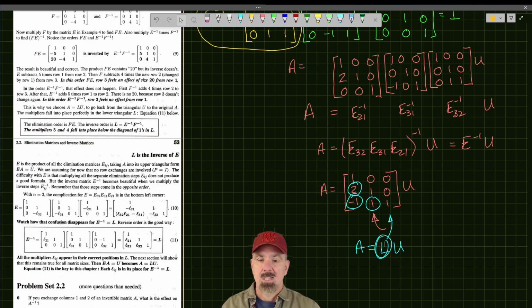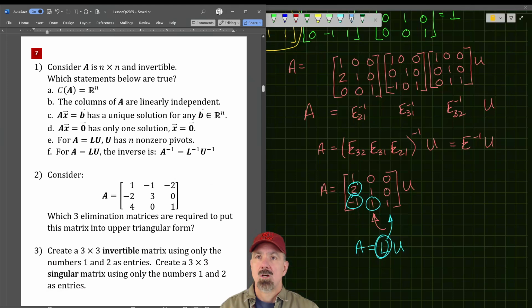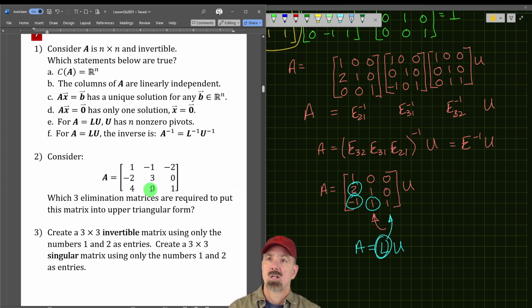All right, so let's take a look at the questions for today. So here are the questions. We're starting with several questions associated with the information about inverses, very important. Then we're going to take a look at an opportunity to practice some elimination matrices so you can think about how to build that L matrix. And then some discussion about invertible versus singular. So you work on those and we'll meet in class.